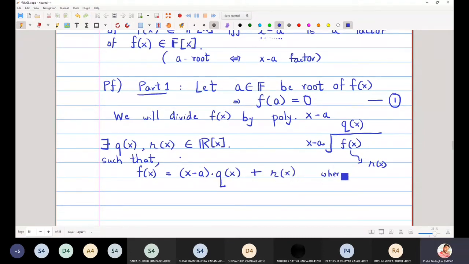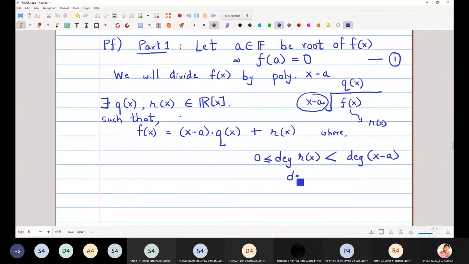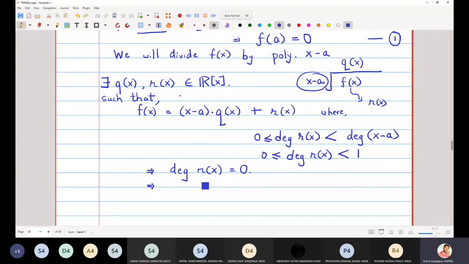where you know something about the remainder and the quotient. The degree of the remainder lies between 0, it can be 0, and it is strictly less than the degree of the divisor. Who is the divisor here? The divisor is x minus a. So this means that the degree of remainder is strictly less than 1 and it is greater than or equal to 0. So the only option left for the degree of remainder is that it has to be equal to 0. So the remainder is a polynomial whose degree is equal to 0, and therefore the remainder has to be a constant. Let it be C.